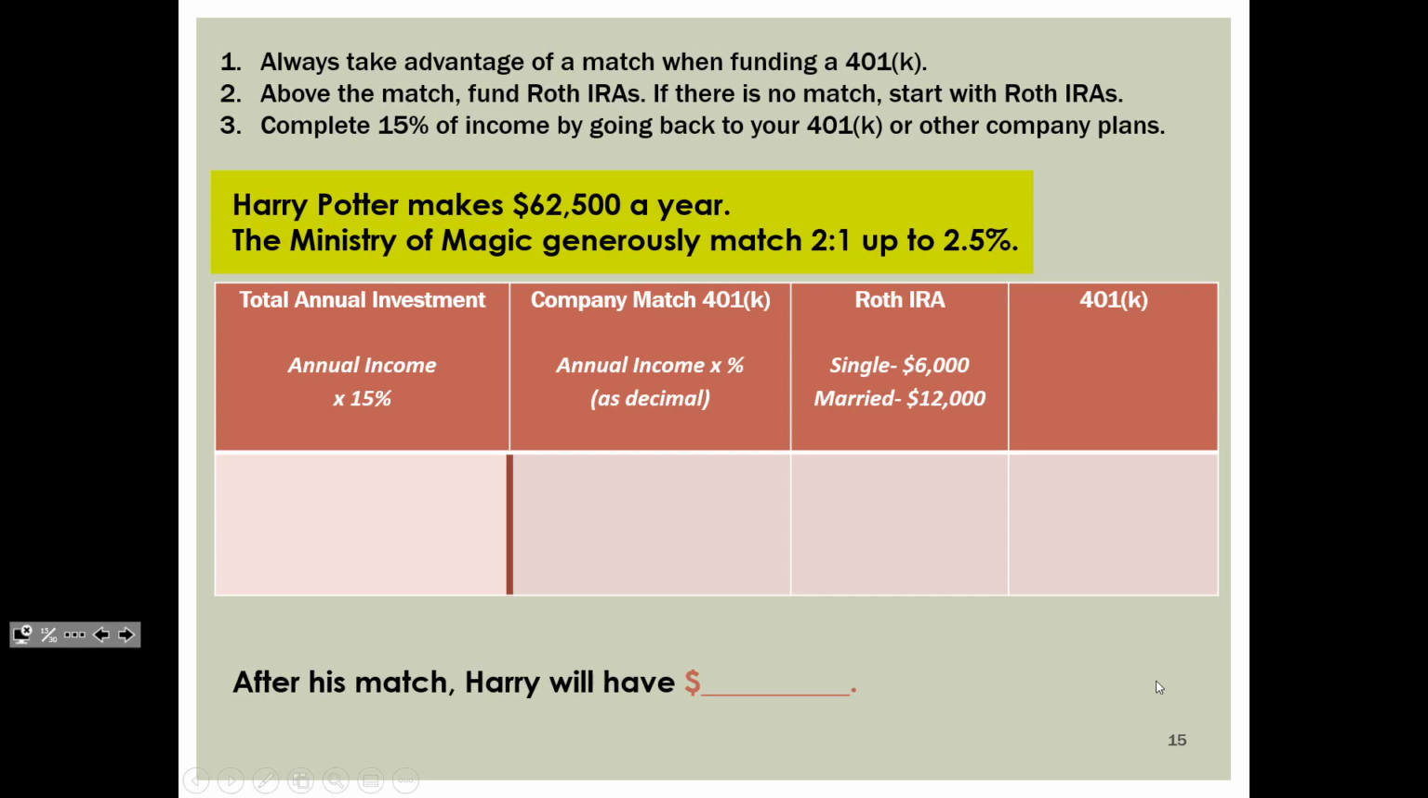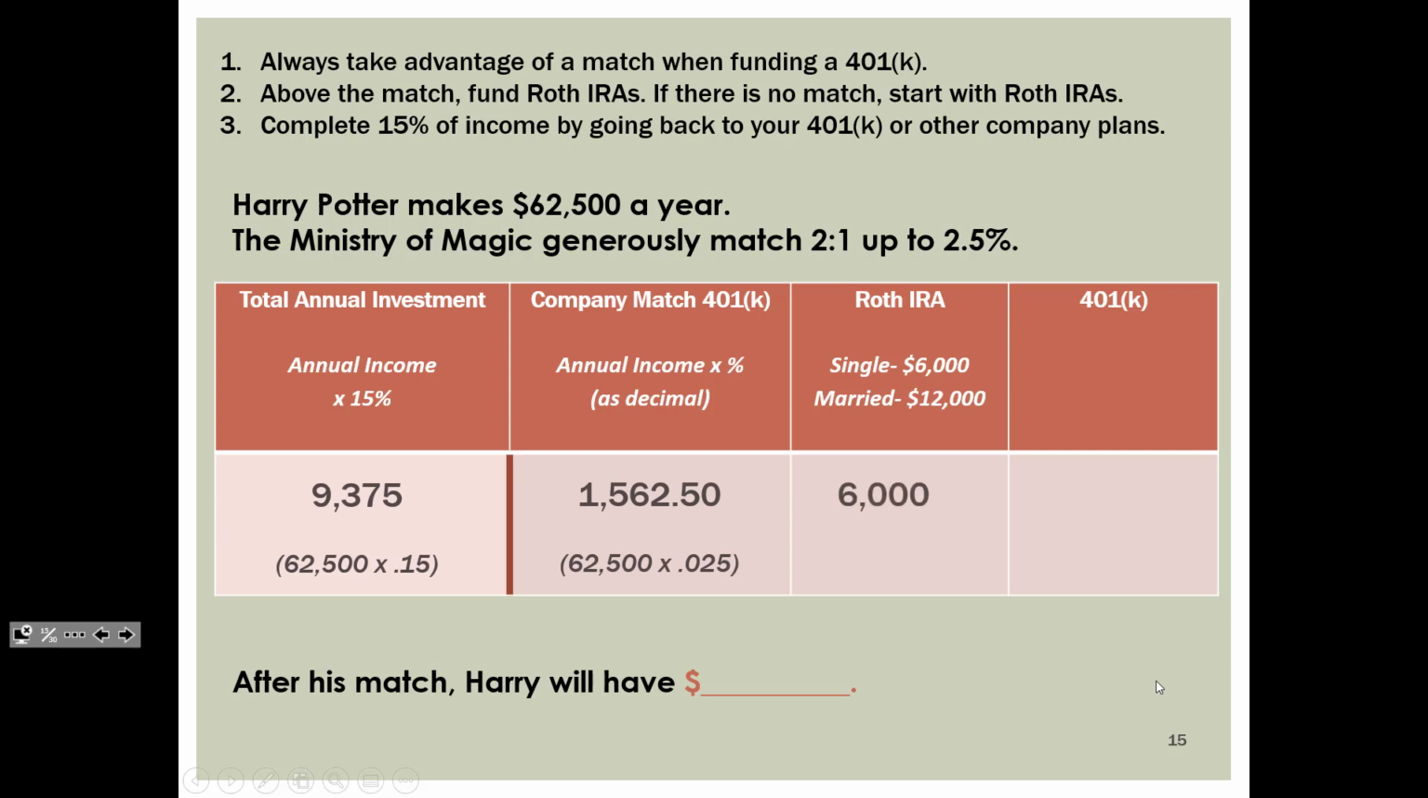The next example we have is Harry Potter. He makes $62,500 a year, and the Ministry of Magic is going to generously match him 2-to-1 up to 2.5%. So first we figure out Harry's goal. We take 62,500 times 0.15. Harry is trying to make $9,375. So we're going to take advantage of our free match. We'll multiply his income times 0.025. That's 2.5% as a decimal. And Harry's going to put $1,562.50 into his free match. Harry Potter's single, so we'll drop in $6,000 there.